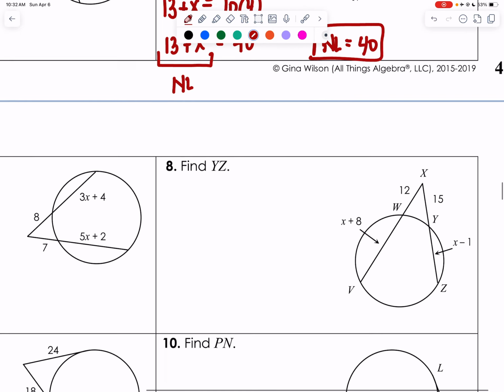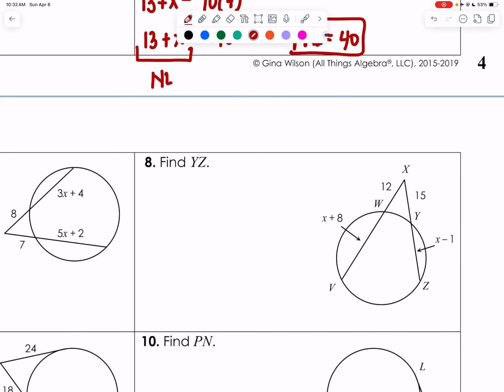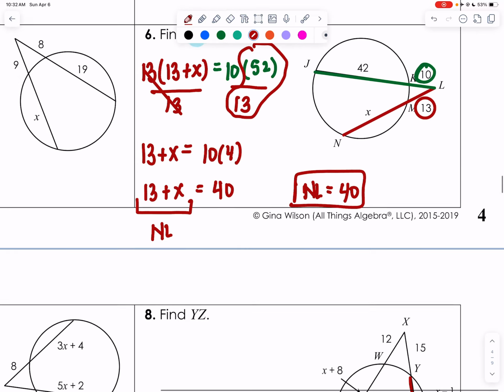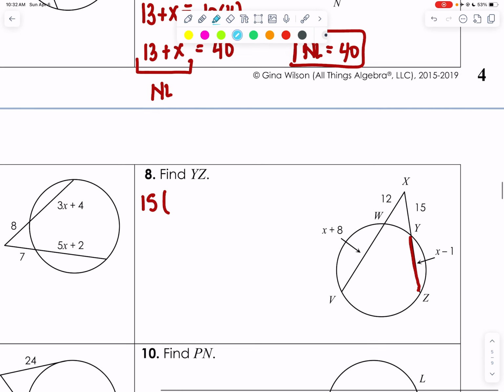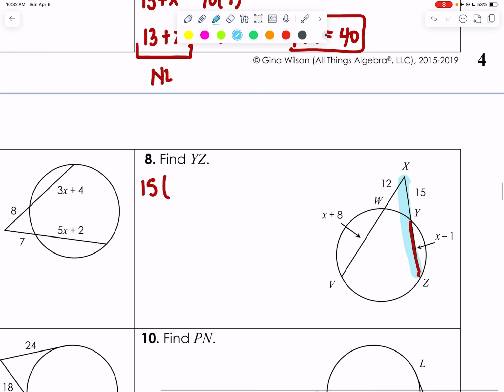For example, here, we want to find YZ, which is going to be this inside part right here. So we can't really use the trick that we did on number 6. That's okay. We could just do what we've been saying. We are going to do outside. So I'm going to do 15 first, times the whole part. Now, remember that because this is a whole part, I'm adding 15 with the x minus 1.